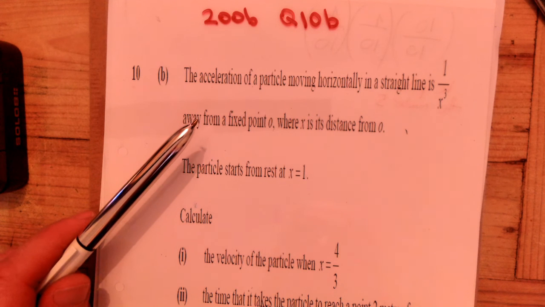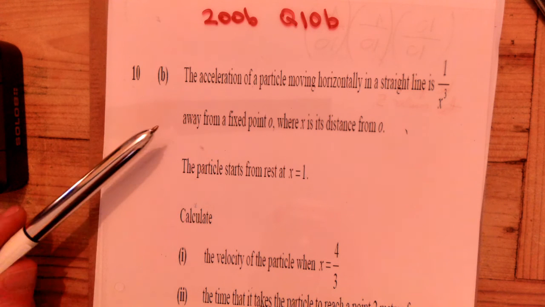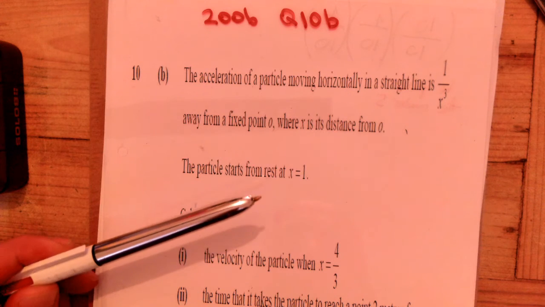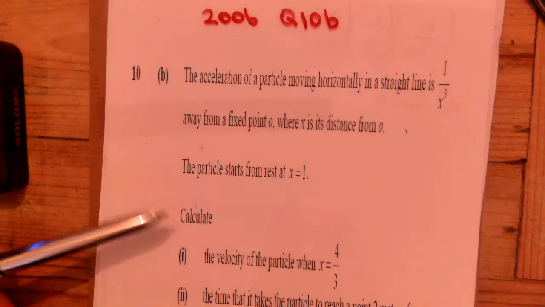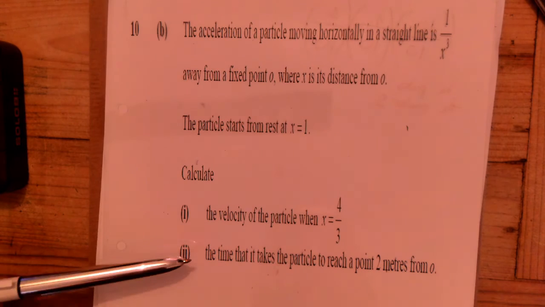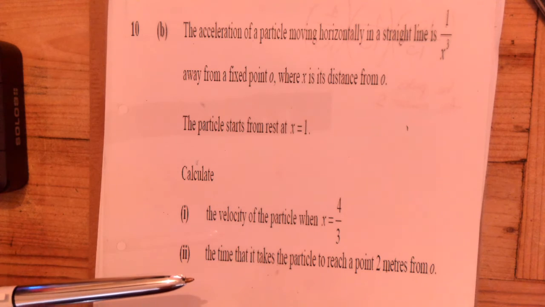The acceleration of a particle moving horizontally in a straight line is 1 over x to the power 3, where x is its distance from a fixed point O. The particle starts from rest at x equal to 1. Calculate the velocity of the particle when x equals 4 over 3, and the time it takes the particle to reach a point 2 meters from O.